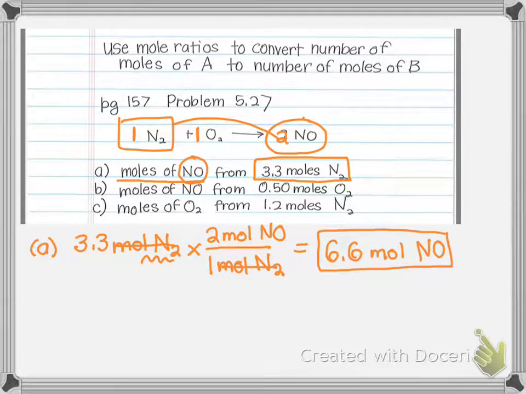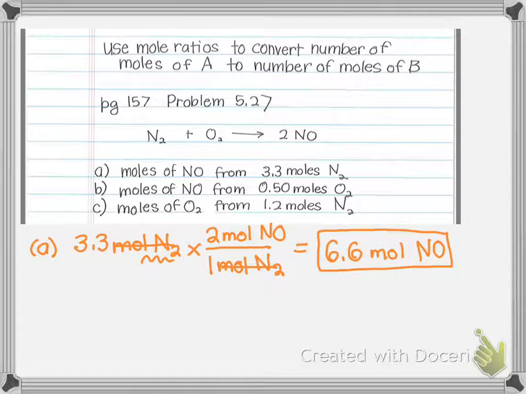So what I figured out is if I start with 3.3 moles of N2, in the course of a complete reaction, I would end up with 6.6 moles of NO. Now usually in lab we would need to know grams. If I had to convert moles to grams, then I would go back and use the molar mass to do that conversion. So let's look at this letter B, and I'm going to erase this so I have less writing.